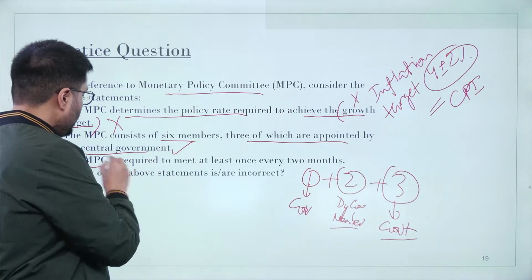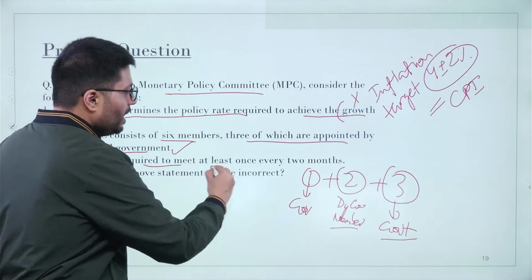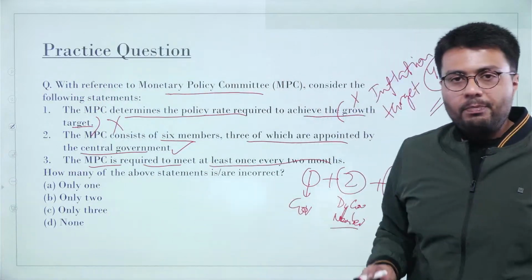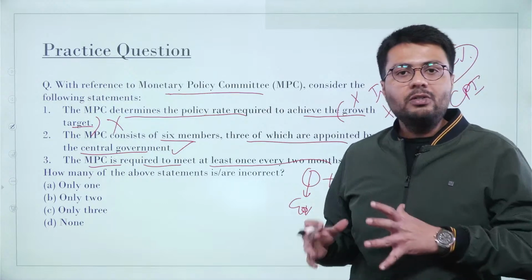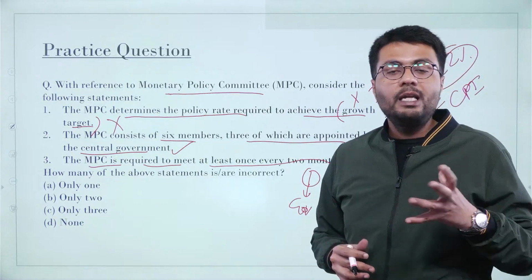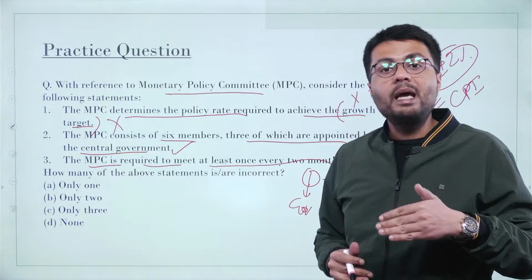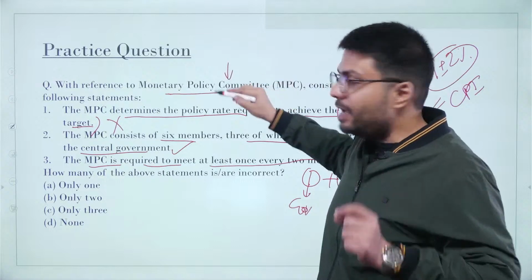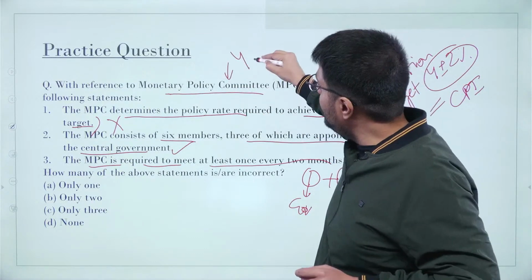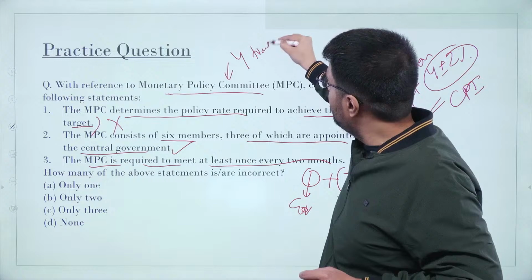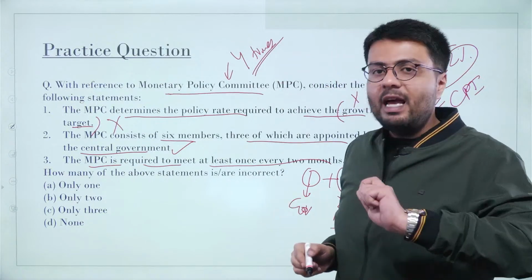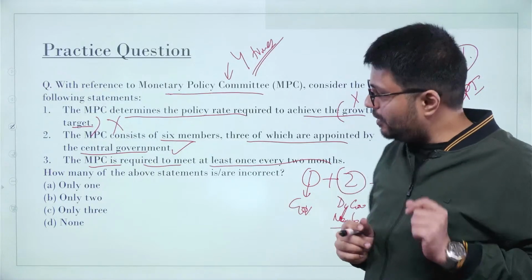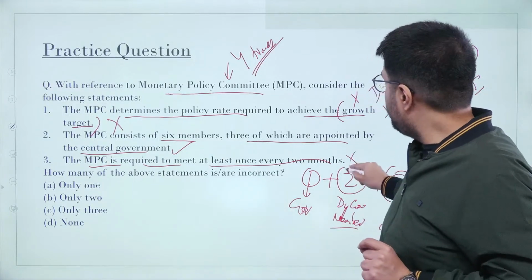Now the third statement, MPC is required to meet at least once in 2 months. I've taken this statement because in practice, the RBI Monetary Policy Committee meets every 2 months, but this is by convention. Rather, in law, it is required that the monetary policy committee should meet at least 4 times in a year. However, RBI can meet any time if it feels so in order to change or alter the policy rates. So the third statement here is incorrect.